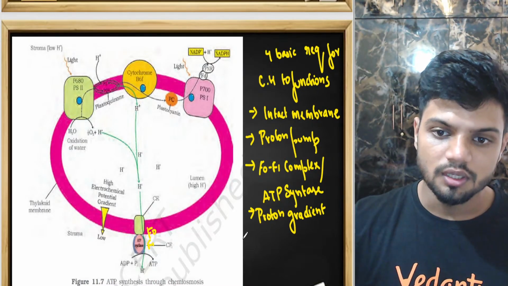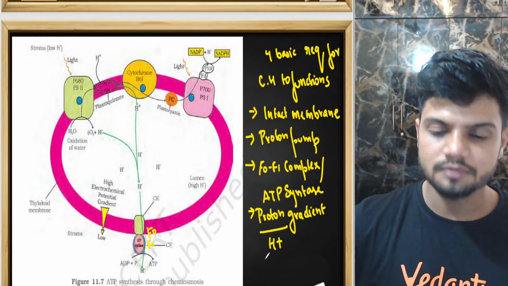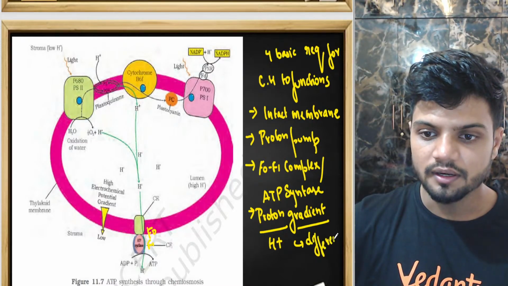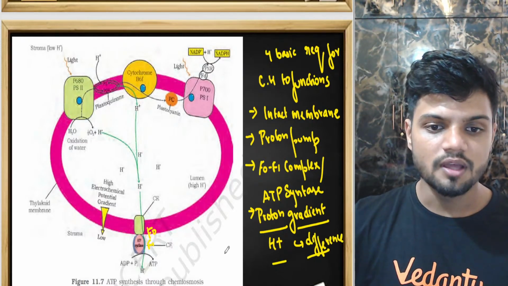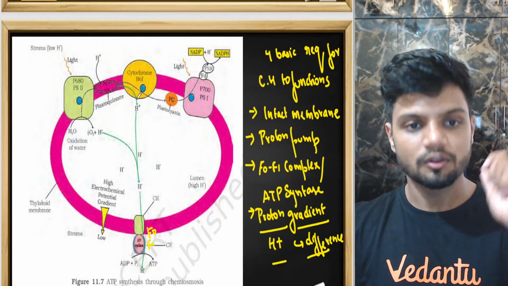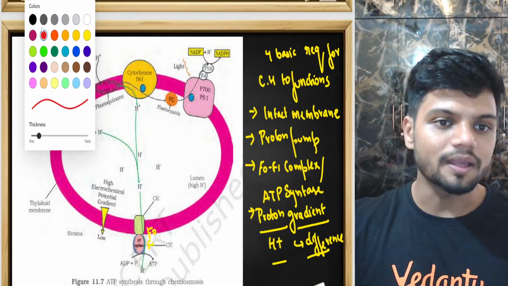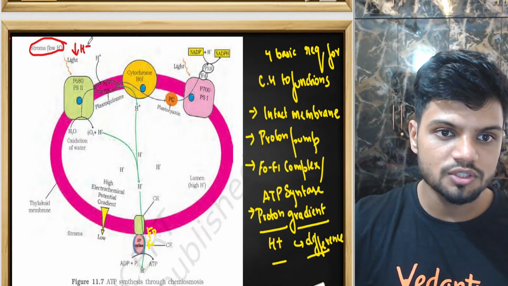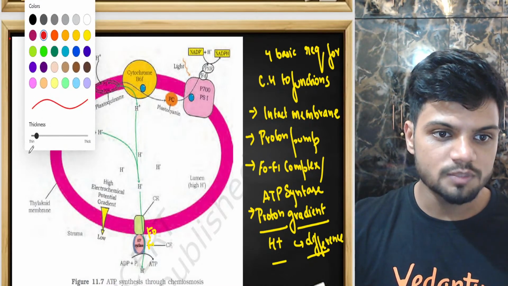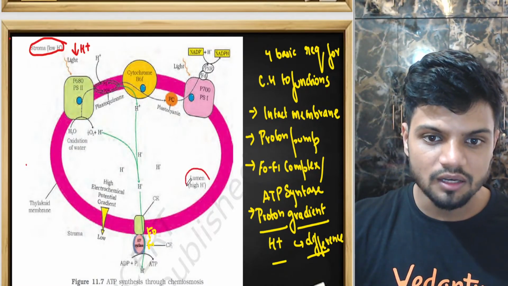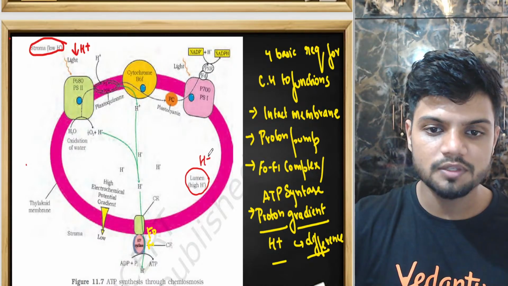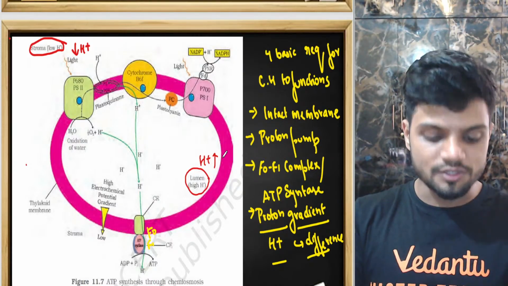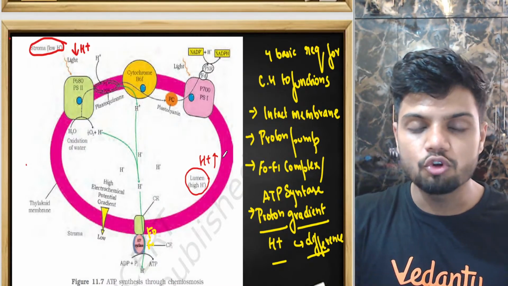Proton gradient. Now, all of you know what is a proton? H plus is the proton. Gradient means difference. Proton gradient means difference. What we are trying to do here is make a difference in proton level. For example, we are trying to make inside the stroma low H plus concentration, and at the same time inside the lumen we need high H plus concentration. That is called proton gradient. Difference in H plus concentration. In the stroma we need low H plus, in the lumen we need high H plus.